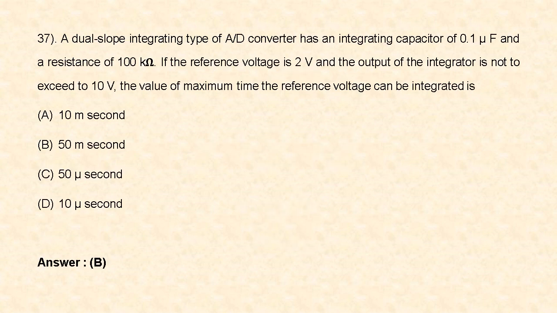Next question. A dual slope integrating type of analog to digital converter has an integrating capacitor of 0.1 microfarad and a resistance of 100 kilo ohm. If the reference voltage is 2 volt and the output of the integrator is not to exceed 10 volt, the value of maximum time the reference voltage can be integrated is option A 10 millisecond, option B 50 millisecond, option C 50 microsecond, option D 10 microsecond. Here answer B is correct. Let us see the solution.